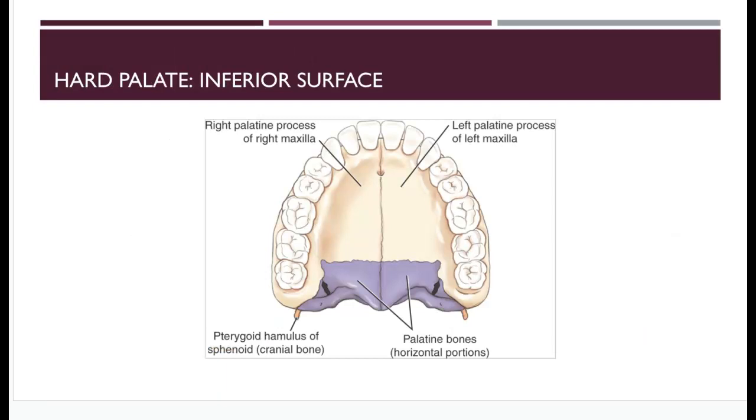This picture is just showing you what the hard palate is, the inferior surface. So as you can see, the right palatine process of the right maxilla and the left palatine process of the left maxilla, and then the purple part is actually the palatine bones. Also, something that you can see are the pterygoid hamulus of the sphenoid bone.